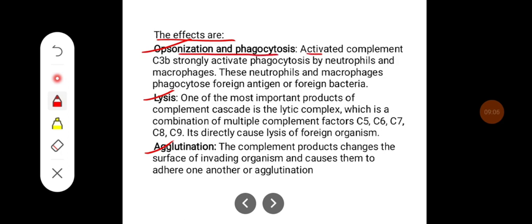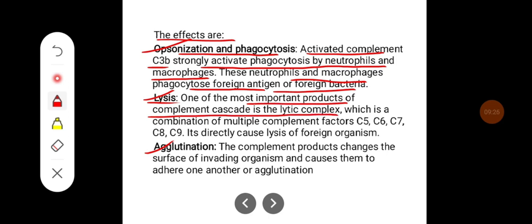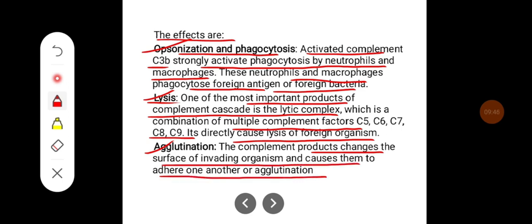Opsonization and phagocytosis: activated complement C3b strongly activates phagocytosis by neutrophils and macrophages. These neutrophils and macrophages phagocytose foreign antigen or foreign bacteria. Second one, they lead to lysis. One of the most important products of the complement cascade is the lytic complex, which is a combination of multiple complement factors C5, C6, C7, C8 and C9. It directly causes lysis of the foreign organism. They may lead to agglutination. The complement product changes the surface of the invading organism and causes them to adhere to one another, or agglutination.